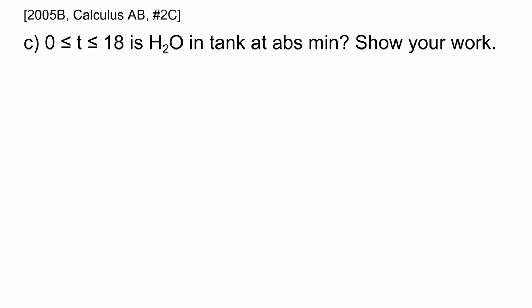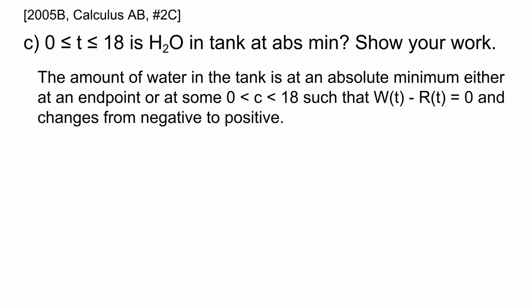In part C of this question, we are considering the closed interval from 0 to 18, and we are asked to determine when in this interval the amount of water in the tank is at an absolute minimum, and to show our work. The amount of water in the tank is going to be at an absolute minimum either at an endpoint, since this is a closed interval, or some value of c on the interior, such that W of t minus R of t is equal to 0, and changes from positive to negative.